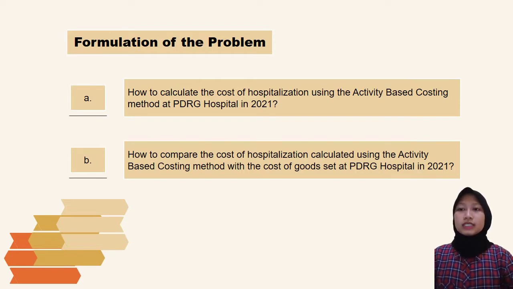Based on the background, the formulation of the problem in this research are how to calculate the cost of hospitalization using the activity-based costing method at PDRG Hospital in 2021. And how to compare the cost of hospitalization calculated using the activity-based costing method with the cost of goods set at PDRG Hospital in 2021.